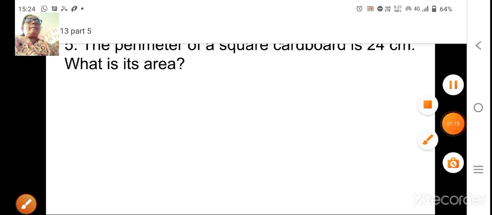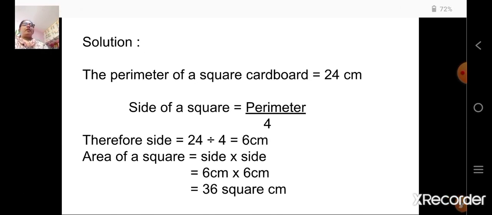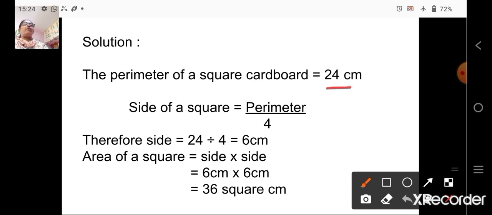Okay. So just go through the solution here. The perimeter of a square cardboard is 24 centimeter. So first we'll find the side of a square, which is perimeter divided by 4, the number of sides. So 24 divided by 4 will give you 6 centimeter. Now 6 is the side length of each side. To find the area, it is side multiplied by side, that is 6 into 6, that is 36 square centimeter. So always when you are writing the area, it should be written as square centimeter or meter, whatever the unit is given.